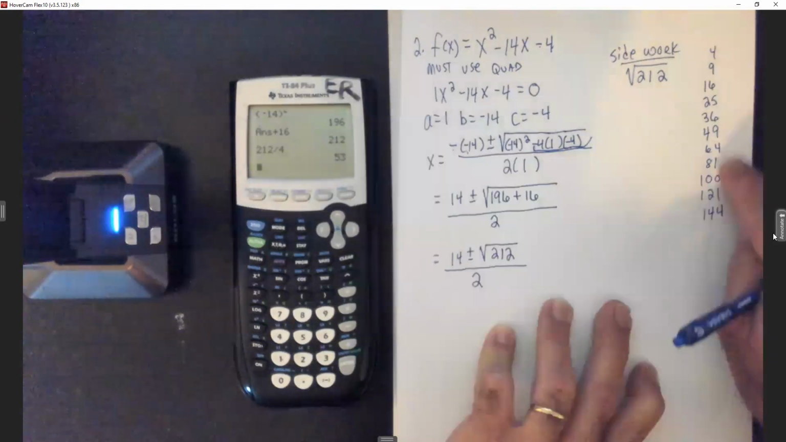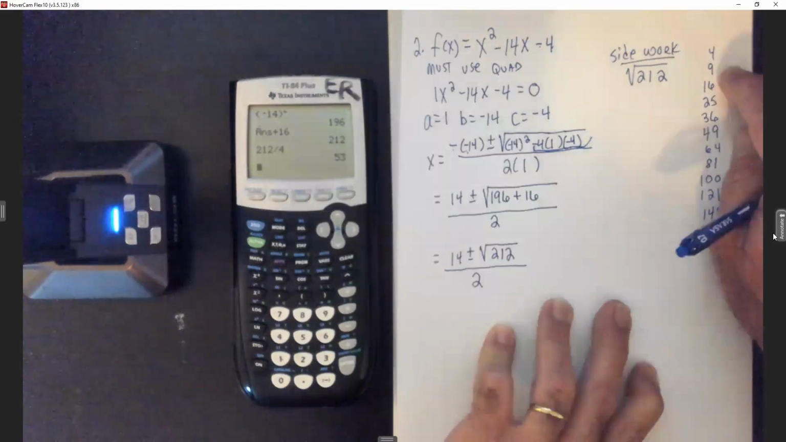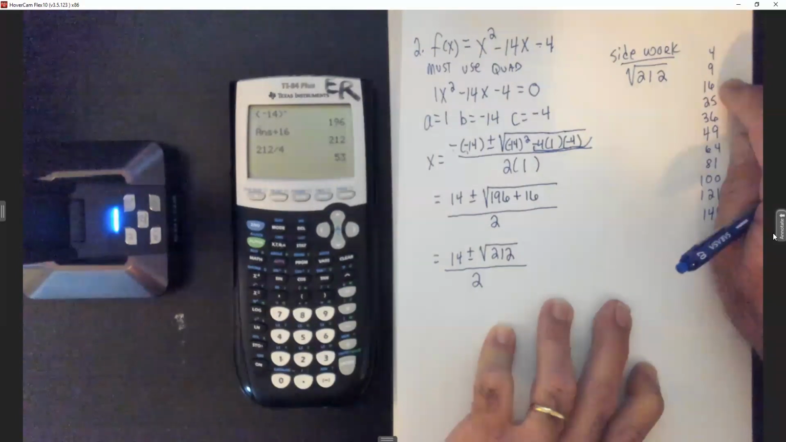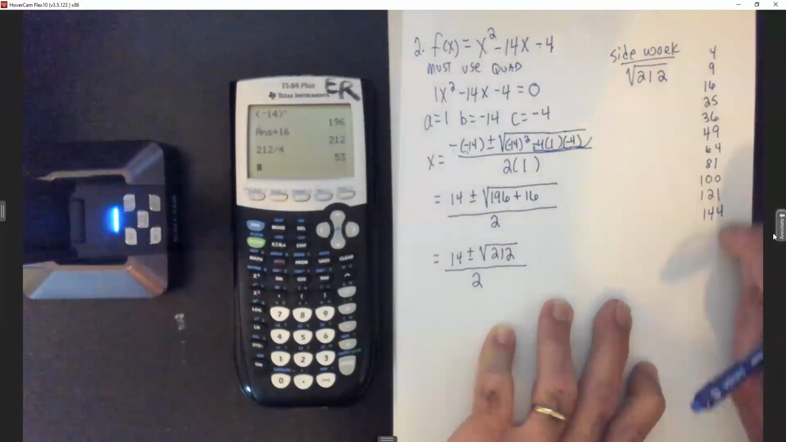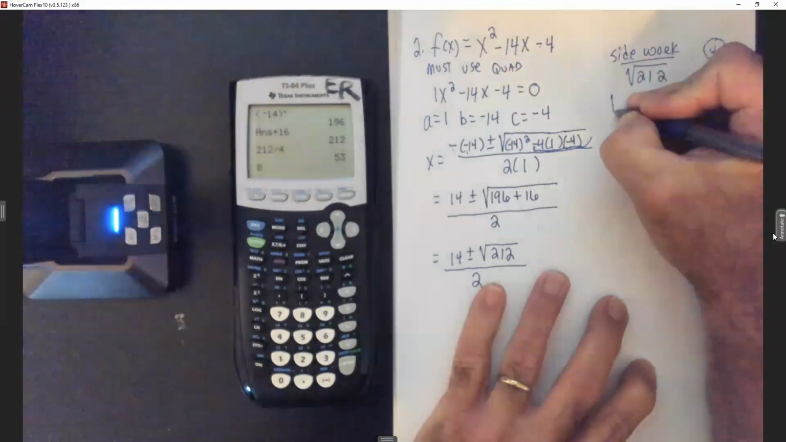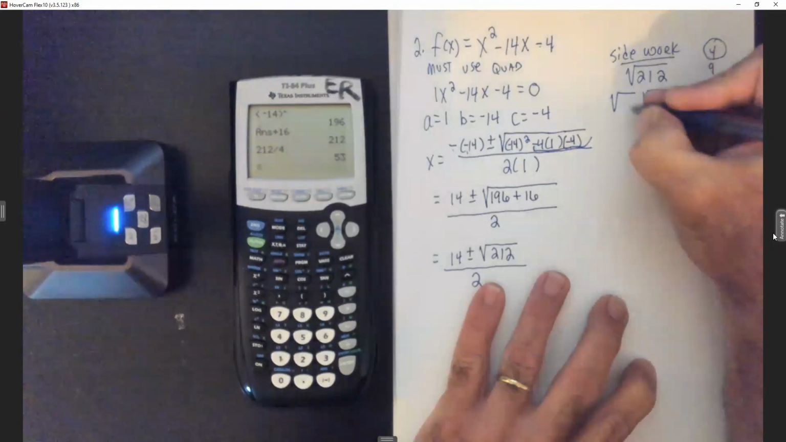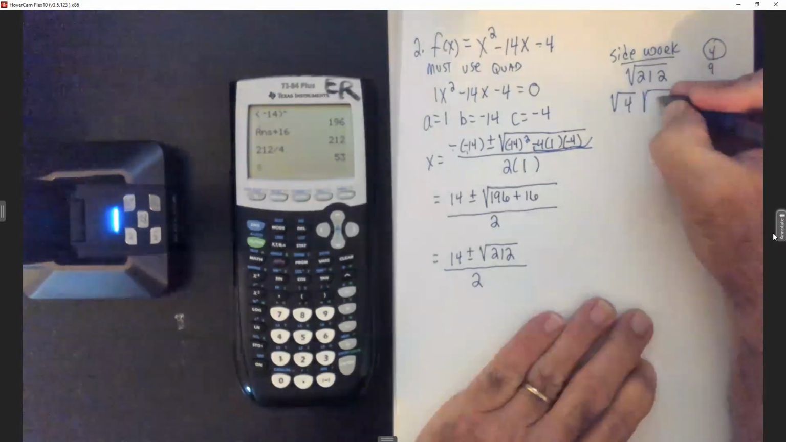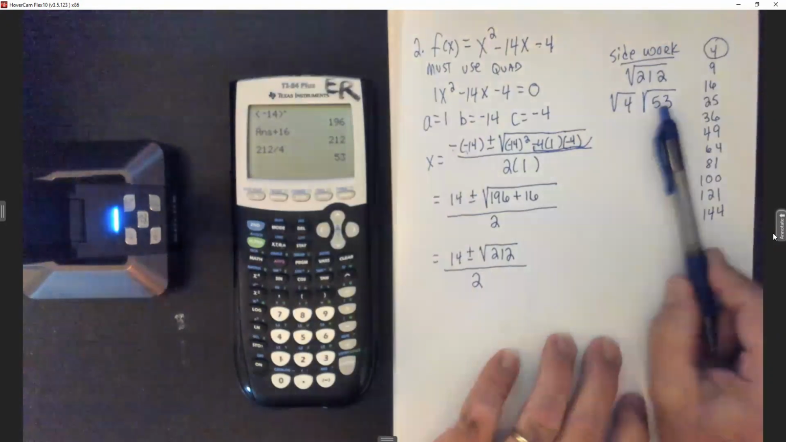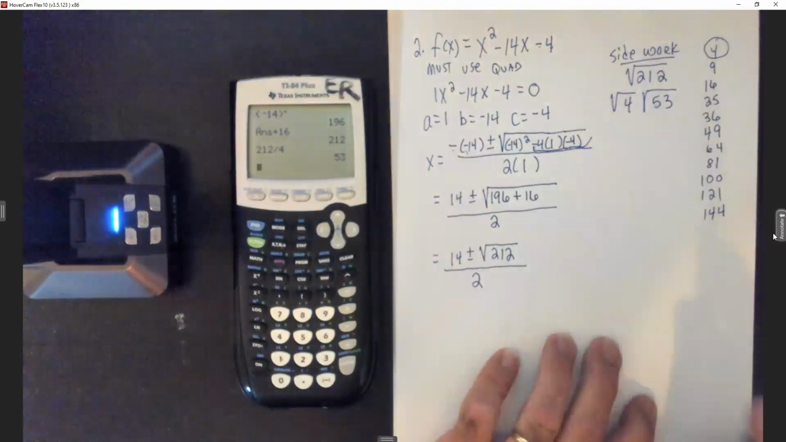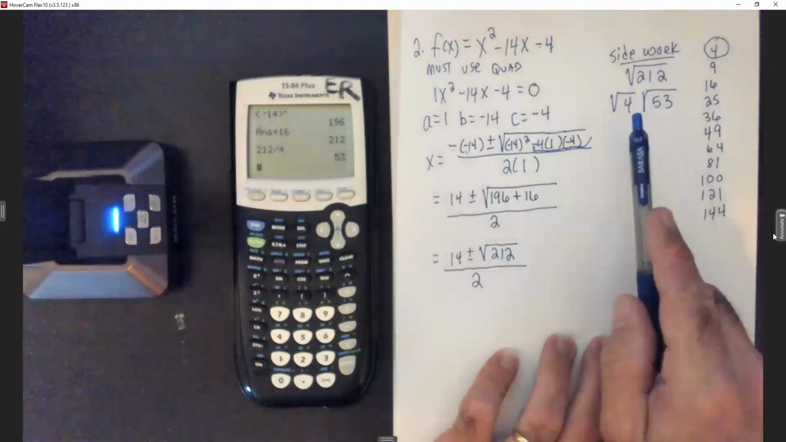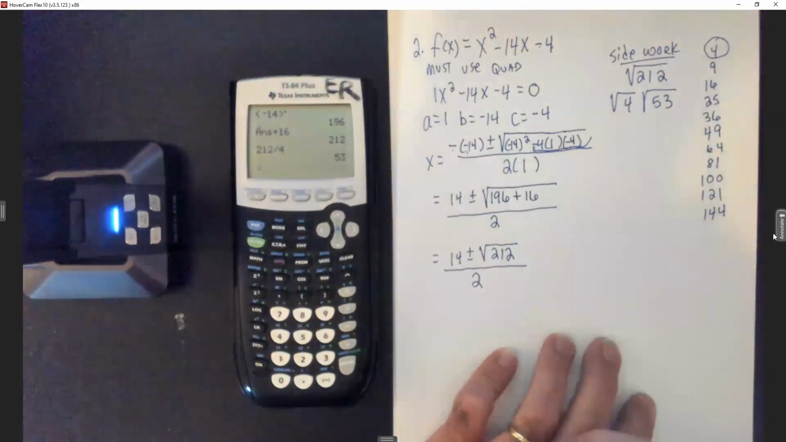53 won't divide by 4, it won't divide by 9, 16, it won't divide by 25, everything else is getting too big. So what we'll do is rewrite that square root of 212 as 4 times 53. So 4 times 53 still equals 212, but the reason you had to do that was because this factor has a square root now.